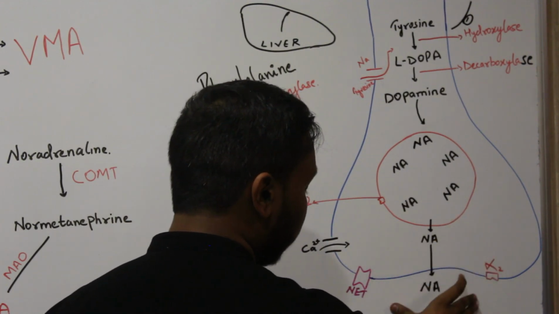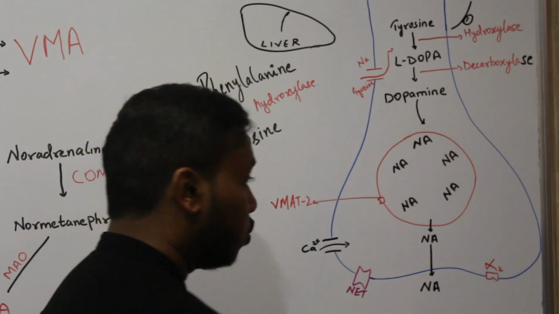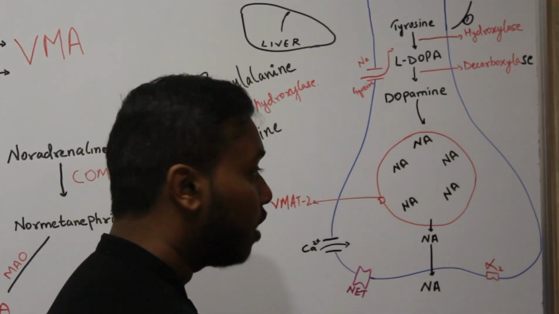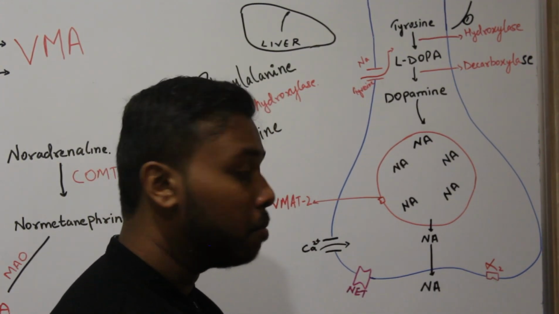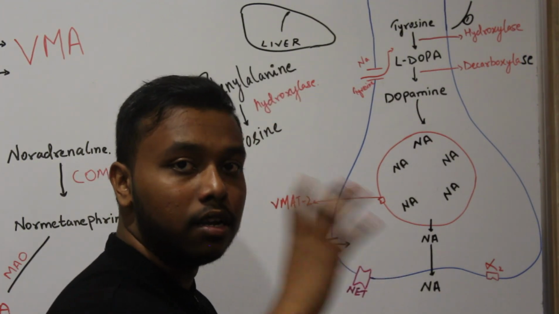So we saw the synthesis of noradrenaline, right? But what about adrenaline? Normally noradrenaline is synthesized in the adrenergic neuron, but not adrenaline. Adrenaline is mainly synthesized in adrenal medullary cells. It's an important point, many people make mistakes. Adrenaline is mostly synthesized in adrenal medullary cells.